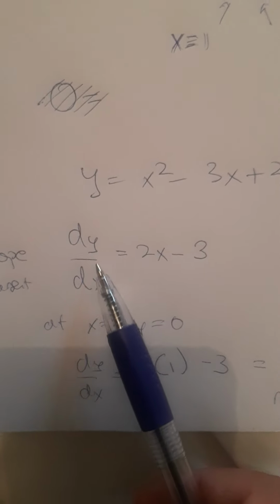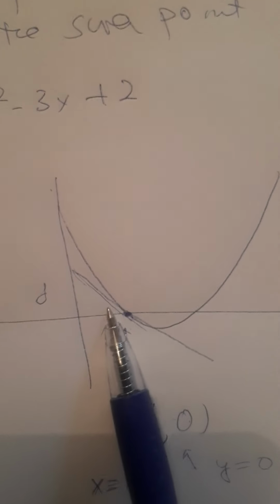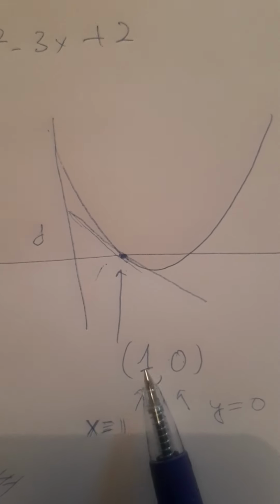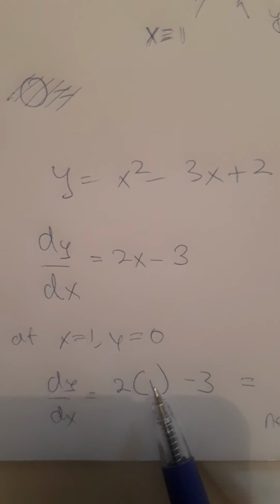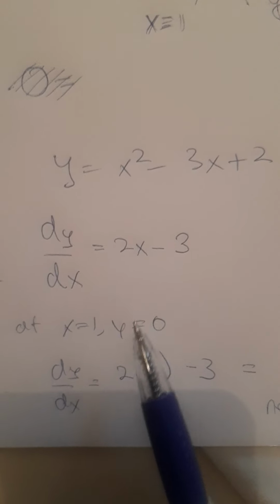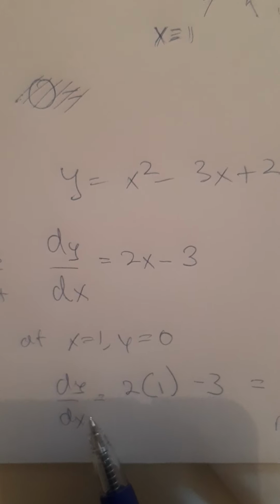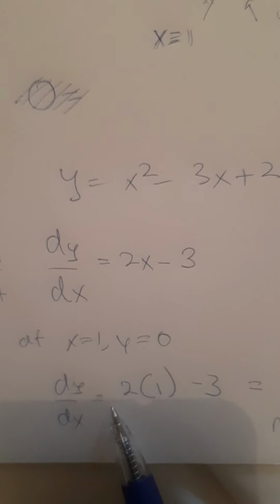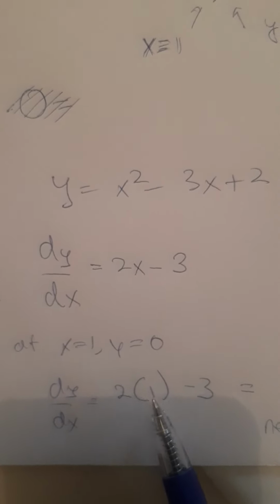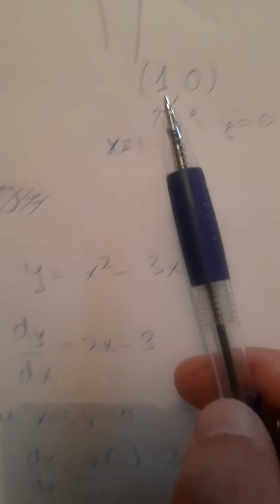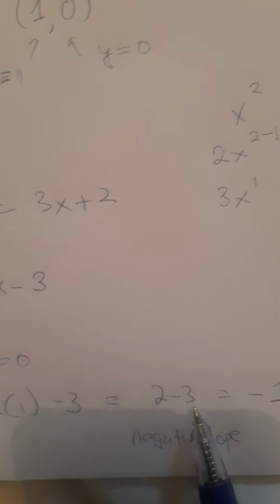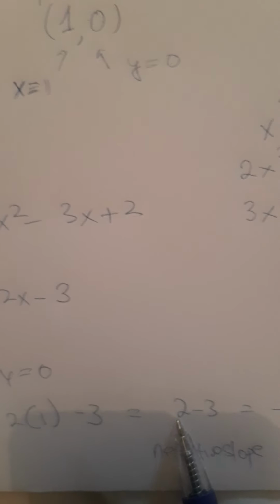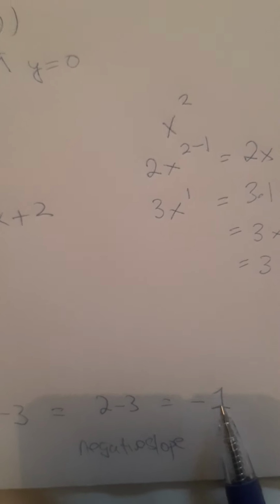So that's the rate of change of this curve at any point of x. So let's say that's a formula. Now what we want is when x is 1 and y is 0. Well, there's no y value in this, so we just have to put in the x value. So dy dx, which is the slope at that point, is 2 by 1, where x is 1, minus 3. So 2 by 1 is 2, minus 3, which is equal to minus 1.